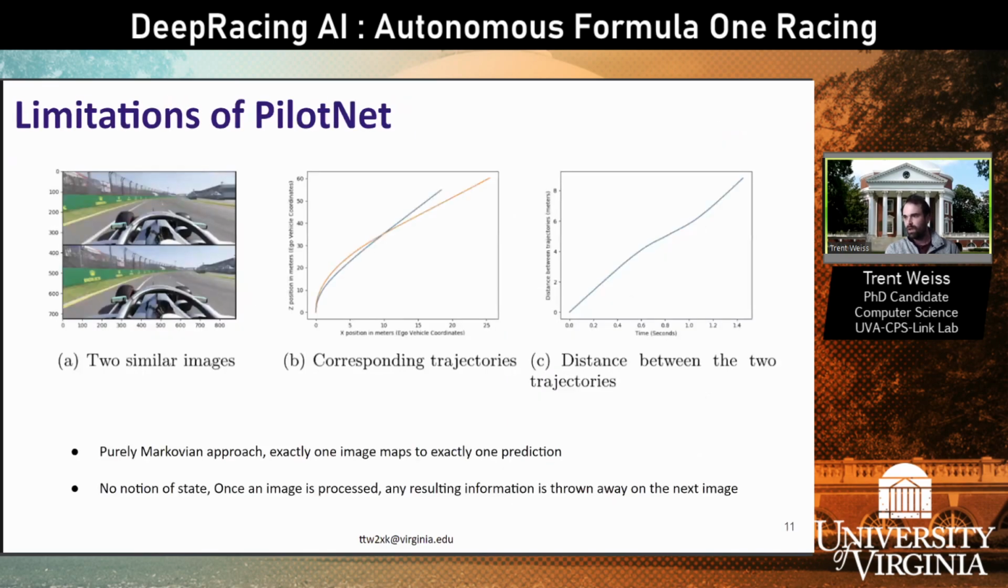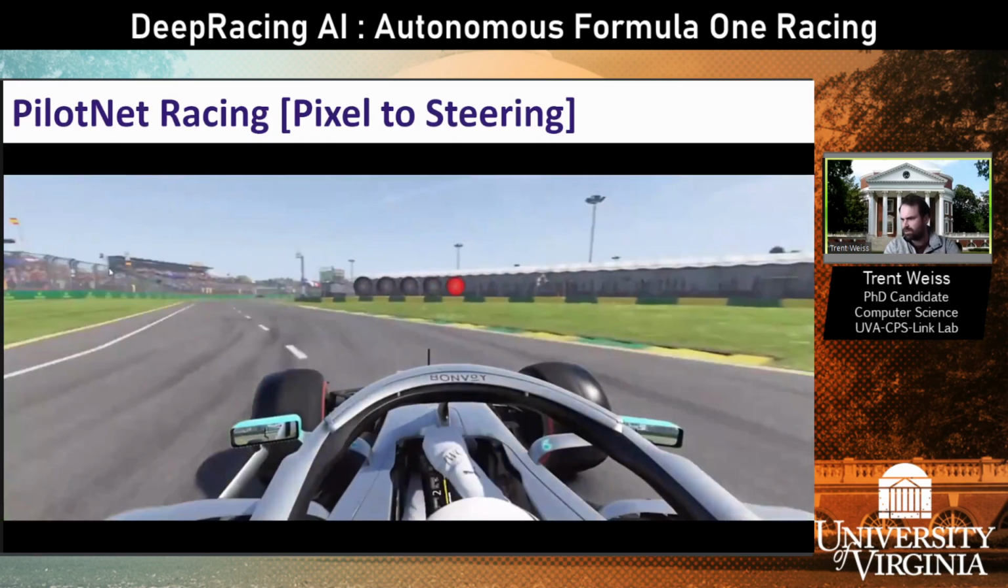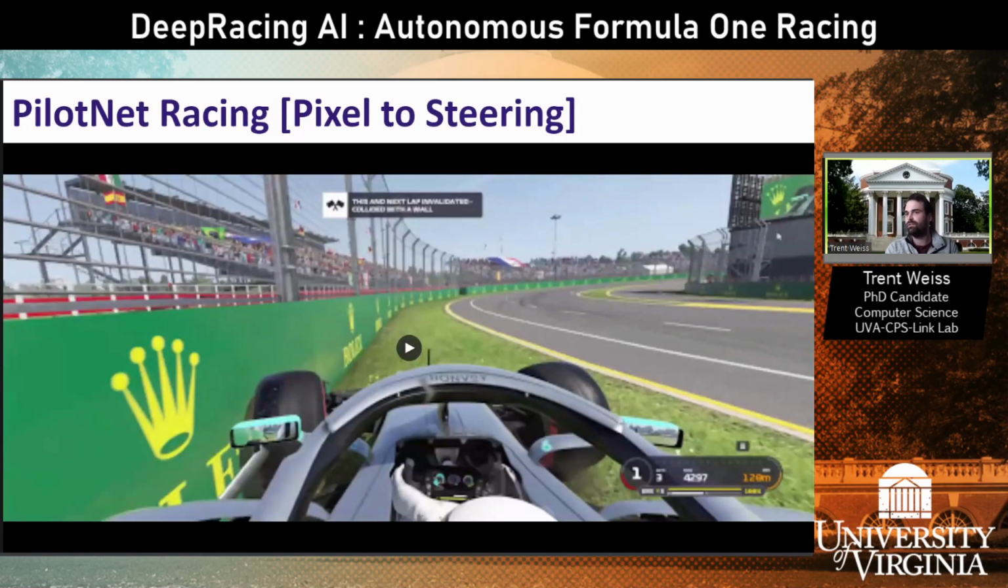And these single image, single output networks are purely Markovian, one input to one output, which can present an ill-posed problem. For example, consider these two very visually similar images, but the actual trajectory that the expert driver raced at those images diverges by almost 9 meters, which in the context of a 200-mile-an-hour Formula One race can easily be the difference between a successful race and a devastating crash. And if we actually apply PilotNet to our Formula One simulator, it looks kind of like this. Yeah, it doesn't really work that well. So we need a different approach.